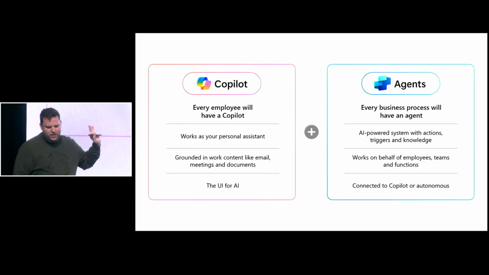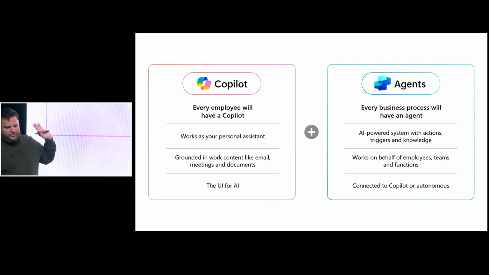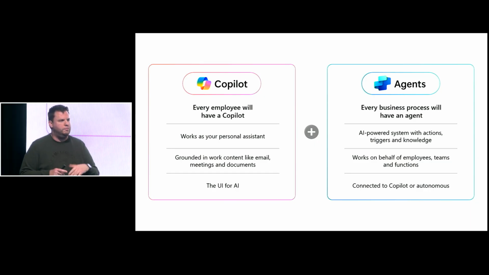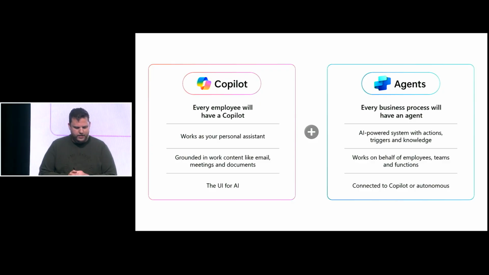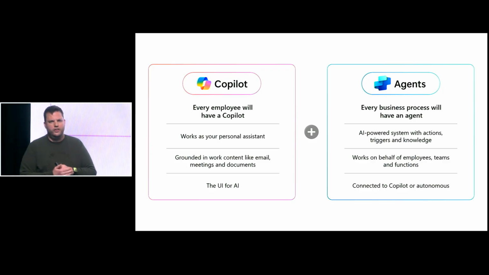Within Microsoft, we think that we have Copilot, which is our assistant kind of capability. So every employee will probably have a Copilot where they can ask questions about all the things that they have in their world. For instance, if they want to ask questions about emails, about meetings that they had in the past, that's where Copilot will be. And that will work as your personal assistant.